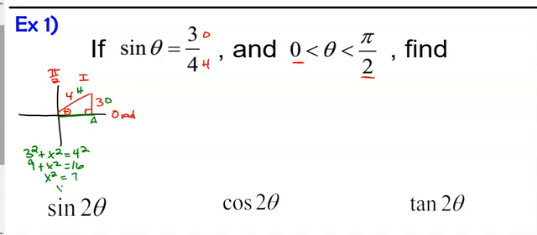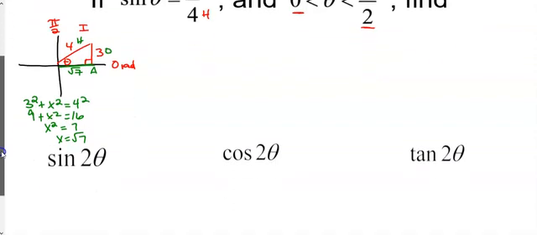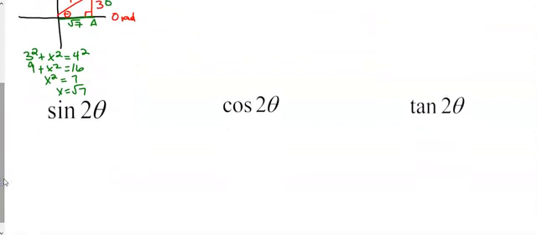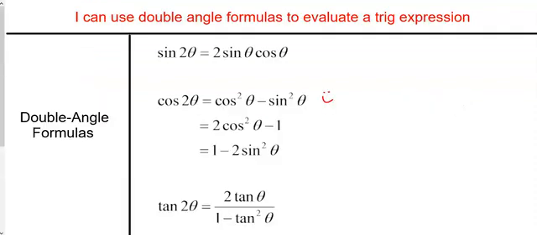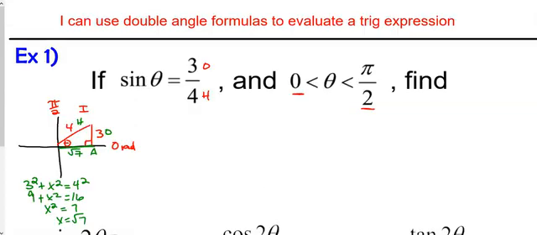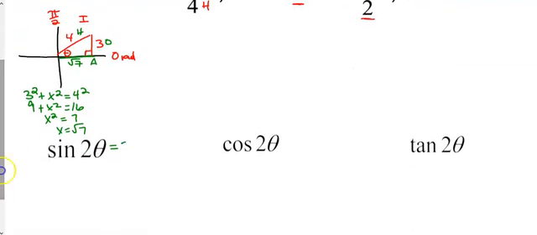Going to give us 7, so x is the square root of 7. So our adjacent side is the square root of 7. Okay, now we can basically just dive right into these formulas. So sine 2 theta is equal to, this is right from what we wrote down back here, 2 sine theta times cosine theta. Okay, so now we just go back to our triangle and we find those two things.